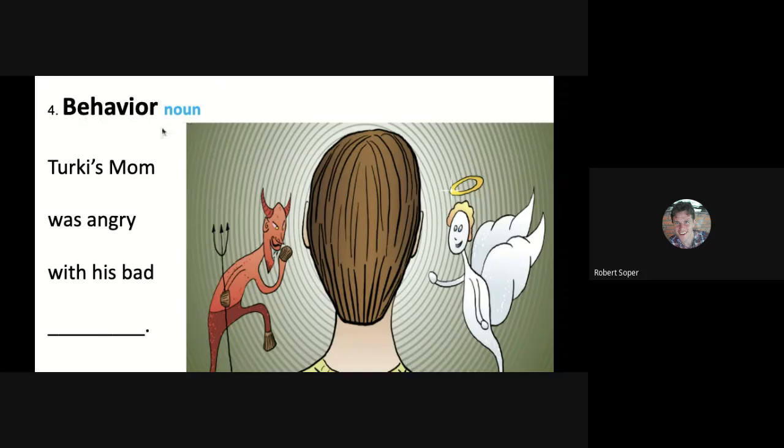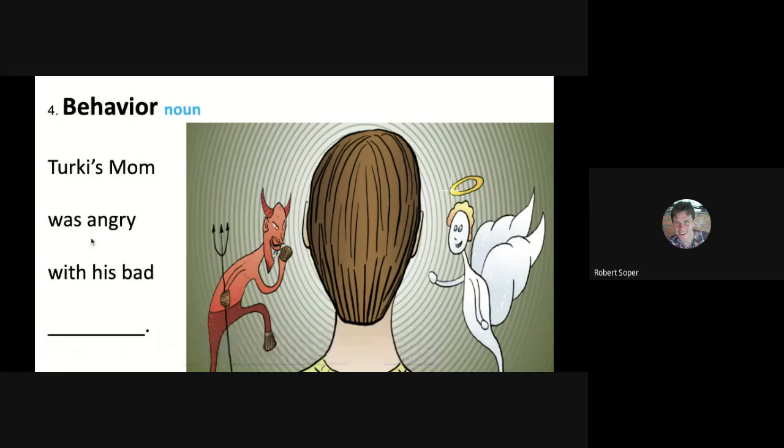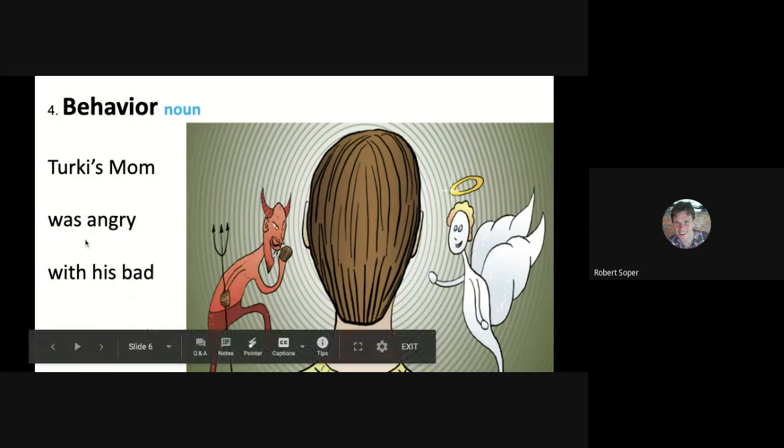How would we put this in a sentence? Well, Turkey's mom was angry with his bad behavior. What could bad behavior be? Well, if you're conducting yourself in a bad way, you might be very rude to people, you might be showing bad manners, and that might upset your parents, which would make sense why Turkey's mom was angry with his bad behavior.